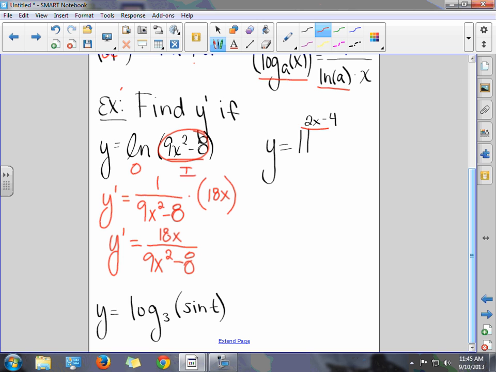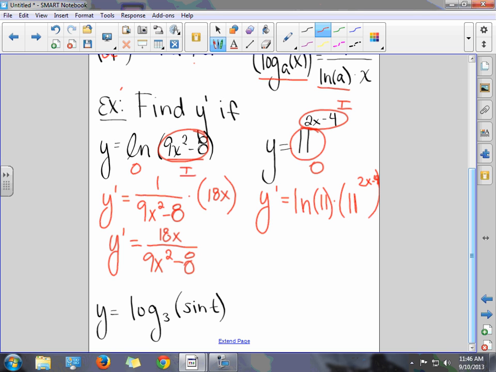All right, here's an exponential, so let's try this one. I have an inner function, right? There's my inner. Here is my outer. And I want to find the derivative. The derivative of my outer function, which is 11 to the x, is just the natural log of 11 times 11 to the x power. But mine isn't an x, it's a 2x minus 4.